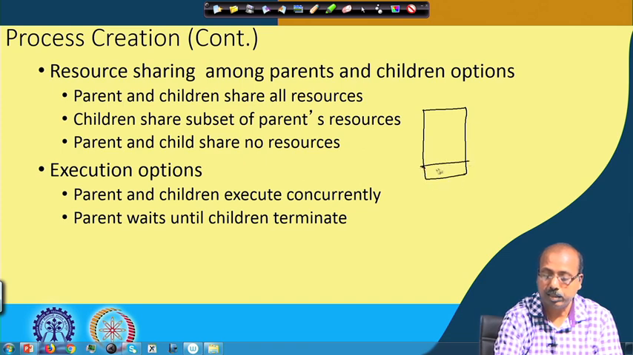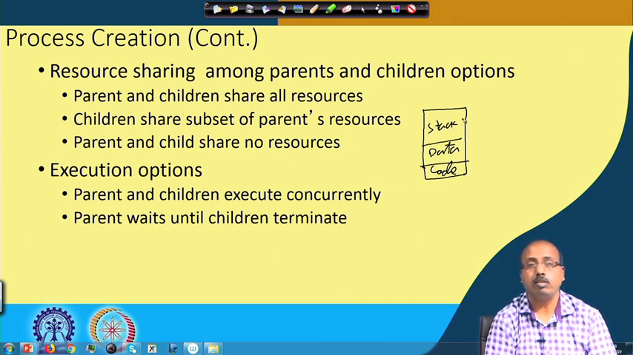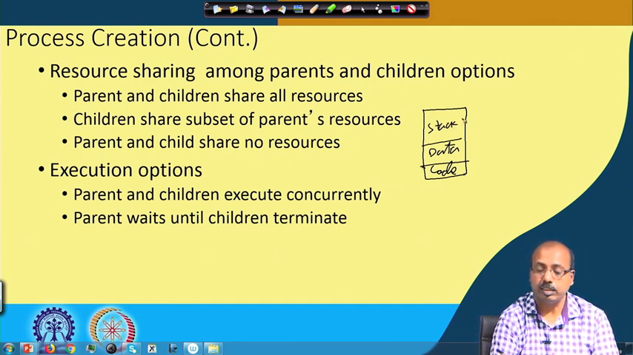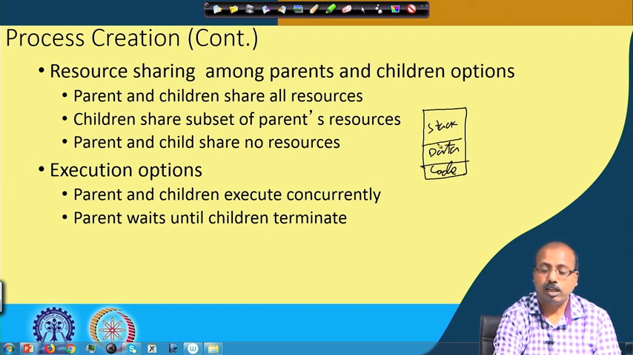So, in the code part I will have the code for the process, then the data segment, which will have all the global variables that we have, and we have got the stack segment, which has got all the procedure calls, then local variables, etc. So, these are the three memory regions for a process.